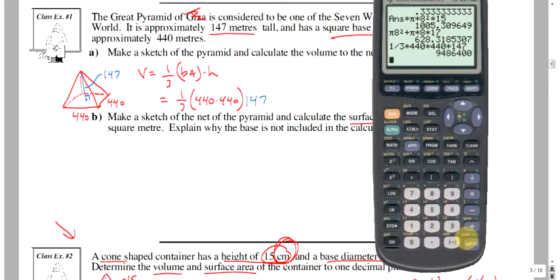Ooh, that's pretty big. What's the units? Meters cubed. That's 9 million cubic meters. That thing is big. Well, it's not solid. It's partly hollow, right? But yes. Is that what they made it out of? Limestone? Lots of limestone in Egypt?